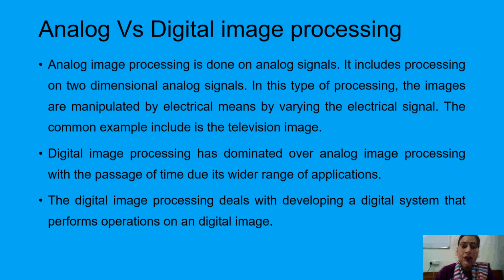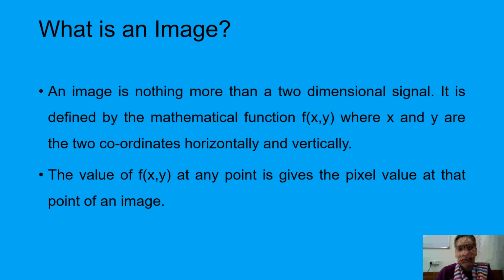Analog versus digital image processing. Analog image processing is done on analog signals. It includes processing of two-dimensional analog signals. In this type of processing, the images are manipulated by electrical means by varying the electrical signal. A common example is television images. Digital image processing has become dominant over analog image processing with the passage of time due to its wide range of applications. Digital image processing deals with developing a digital system that performs operations on a digital image.